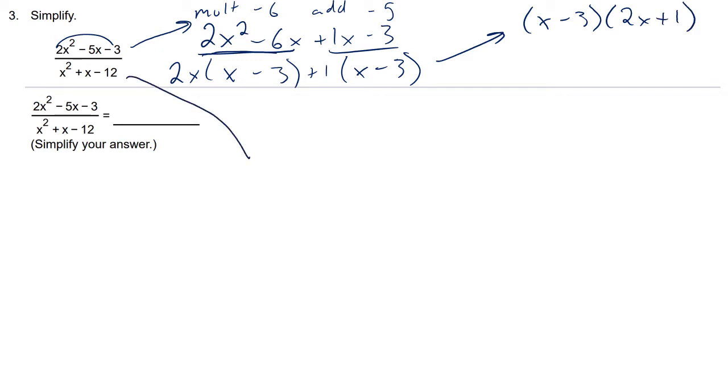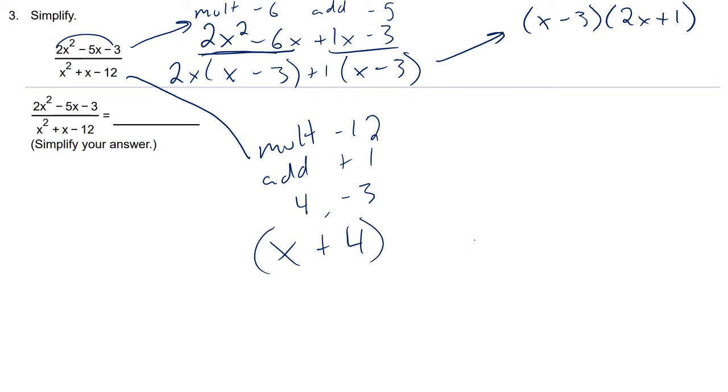Let's take a look at our denominator. Our denominator has a lead coefficient of 1, so I just need to come up with two numbers that multiply to negative 12 and add to positive 1. Since they multiply to a negative and add to a positive, the bigger number is going to be positive. So I'm going to say 4 and negative 3, or I should say x plus 4 and x minus 3. So at this point, we have now factored the top and the bottom.